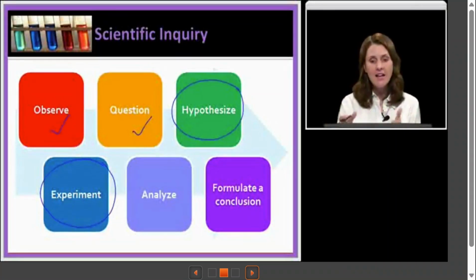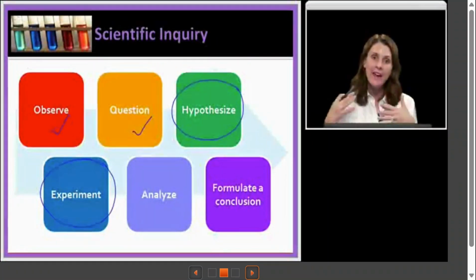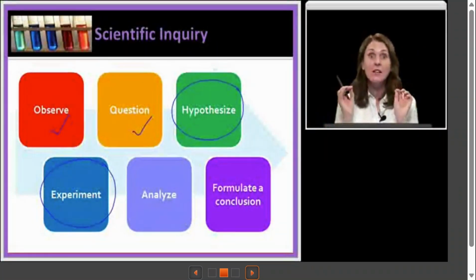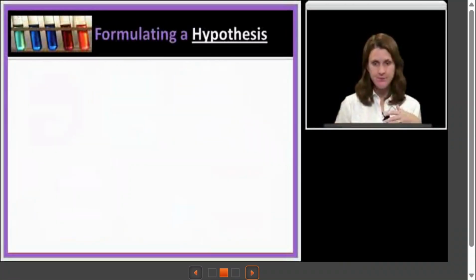And then our last two pieces of scientific inquiry will be discussed in our last section, because eventually we need to know how to analyze our results so we can form a conclusion. So let's start with our first objective for today, which is how do we formulate a hypothesis?